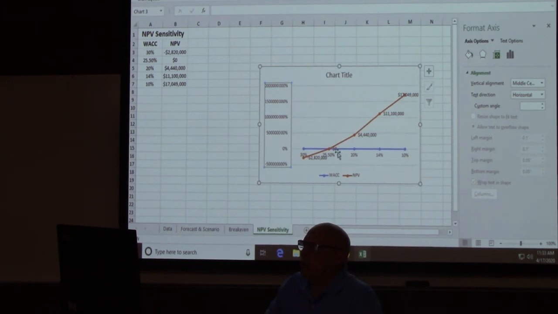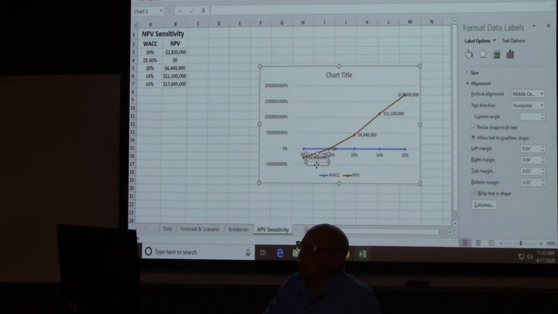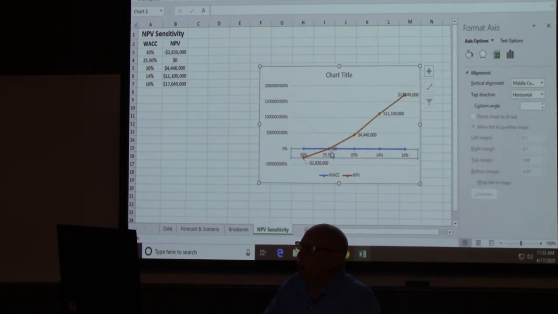I'll work on this on my own, but as the cost of capital goes up, the value of the project goes down, and the crossover here is at 25.5%, which you really can't see very well. Let's move this down. There you go. So this number here, 25.5%, is where you break even.